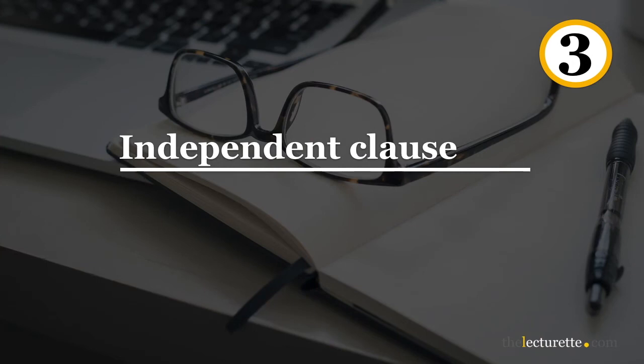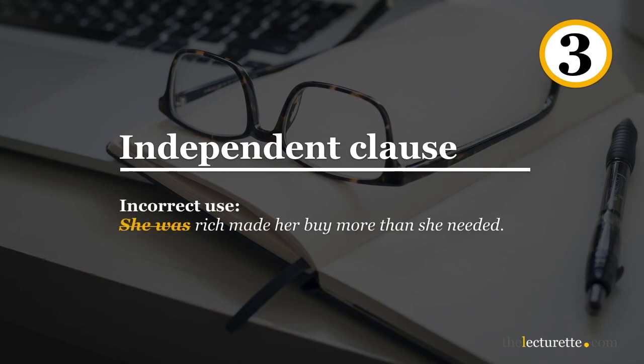Finally, number 3. Sometimes independent clauses are also incorrectly used as the subject of a sentence, like in the following example. She was rich made her buy more than she needed. An independent clause is a sentence with a subject and a verb that expresses a complete thought, and that therefore can stand alone. However, in this case, it is incorrectly used as the subject of a sentence. She was rich is the independent clause here that was incorrectly used as a subject.